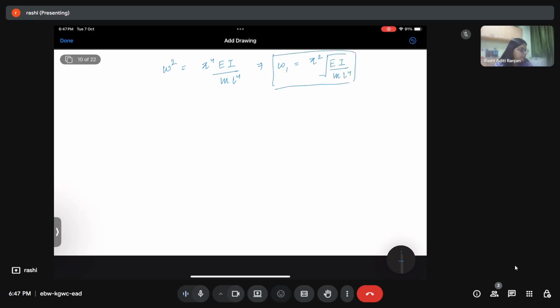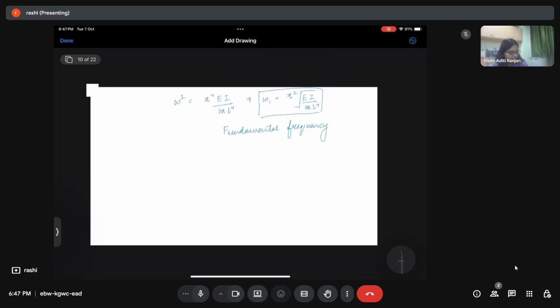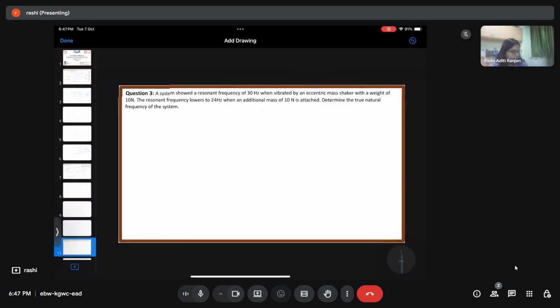And this is nothing but the fundamental frequency of the system that we were supposed to obtain as per the question. I hope this is clear. We did nothing much, but all we did was equate the kinetic energy and the potential energy. Coming on to question number 3.